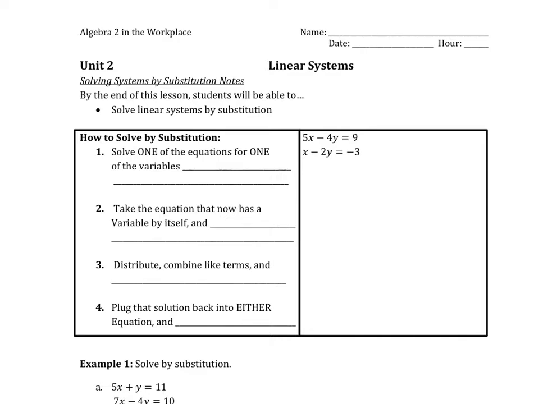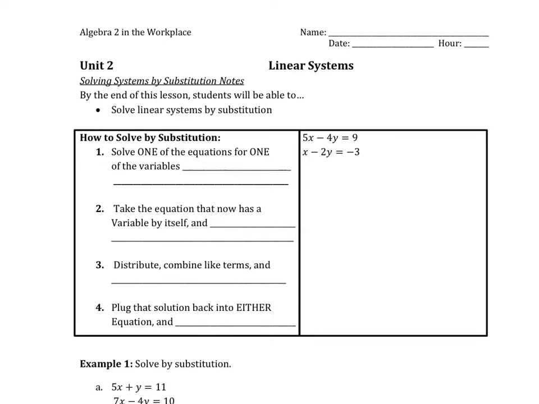So again, with the methods that we've learned already, there's the graphing that we did last week, addition elimination that we did yesterday, and then today we're going to learn solving by substitution. I recommend that you find 2 of those 3 methods that you are comfortable with and that you know how to do, because again, sometimes one method is easier than another, so having 2 that you're good with will help you out.